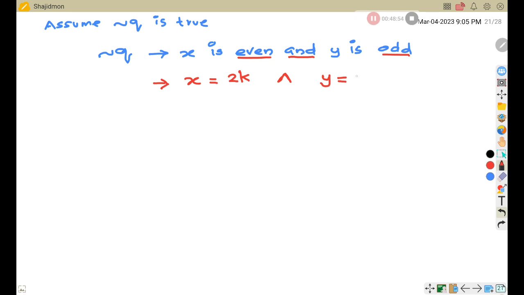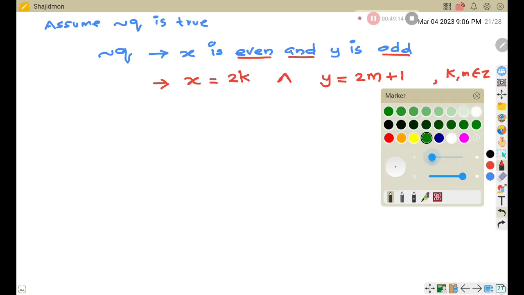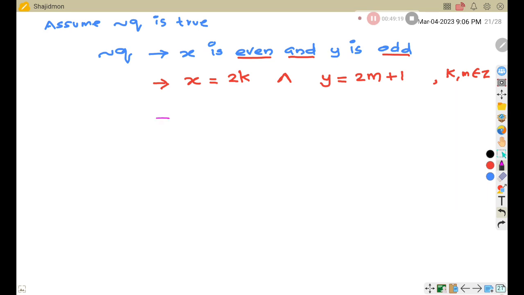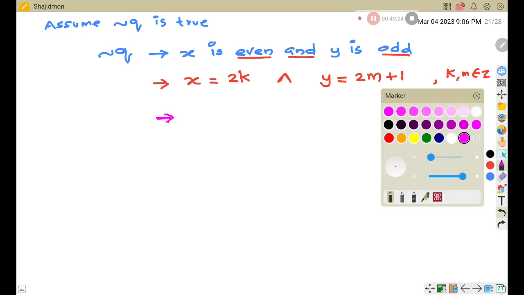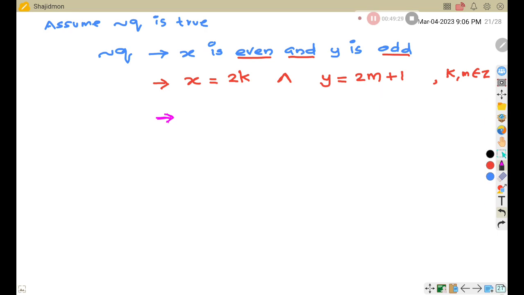Here k we already used. We can use another letter, 2m plus 1. Okay. Y is an odd number means y we can write 2m plus 1. Plus 1 is the odd number, correct? So y equal to 2m plus 1. Hope you understood. Where k and m belong to Z, integer numbers. K and m are integer numbers. Now, where we need to reach, we need to assume x plus y, what type of number? That is the statement we need to reach.